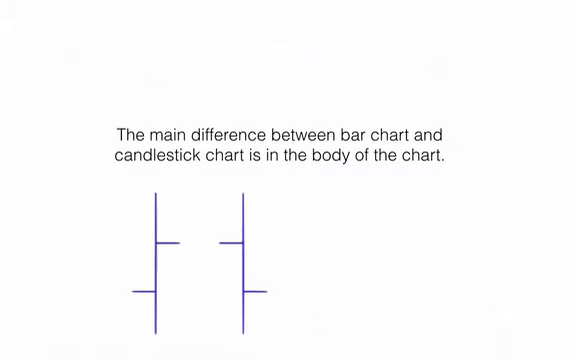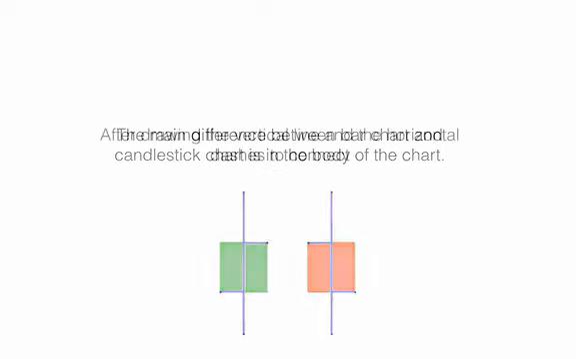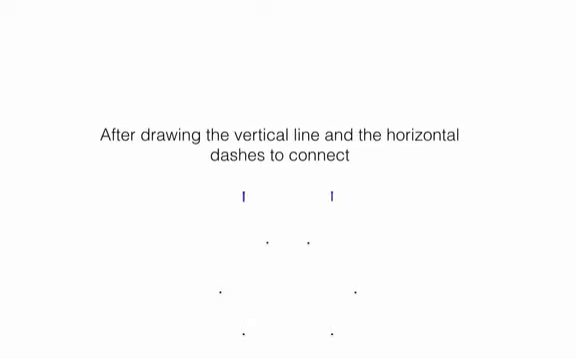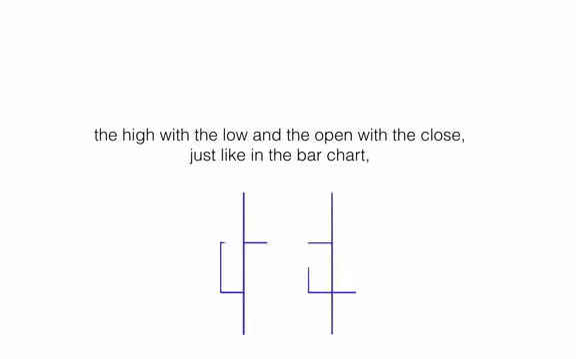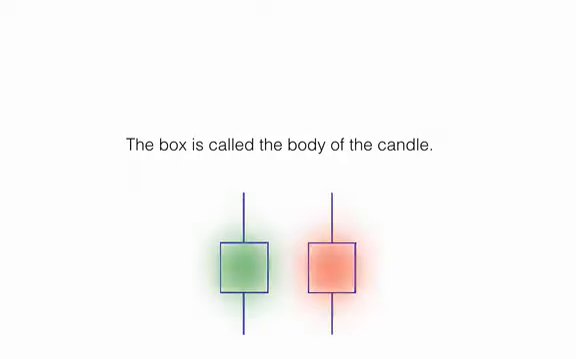The main difference between bar chart and candlestick chart is in the body of the chart. After drawing the vertical line and the horizontal dashes to connect the high with the low and the open with the close, just like the bar chart, a box is formed. The box is called the body of the candle.